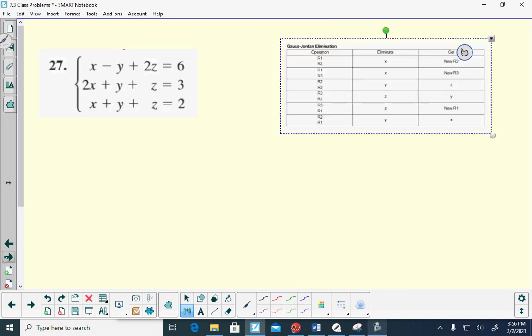Number 27. Same process, same pattern. I'm going to do 1 and 2 to eliminate the x. So it looks like I have to multiply this by negative 2. So I'm going to take negative 2 times row 1. So negative 2x plus 2y minus 4z is equal to negative 12.